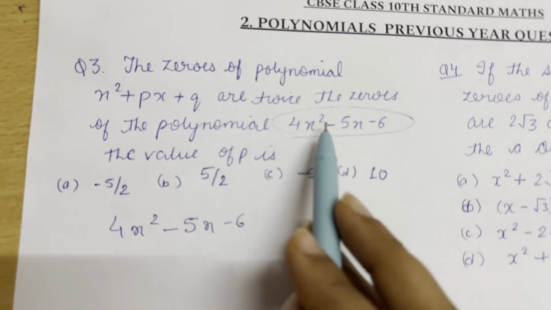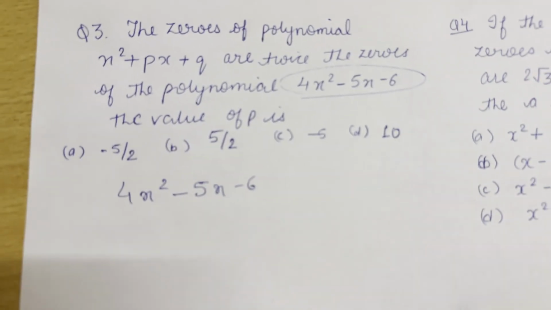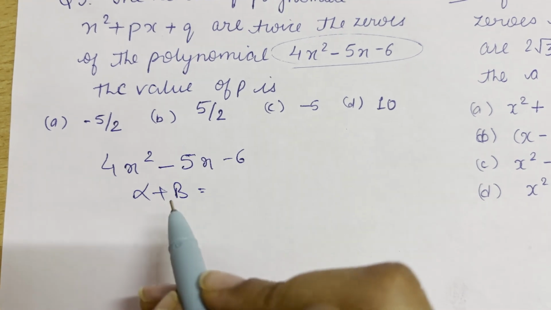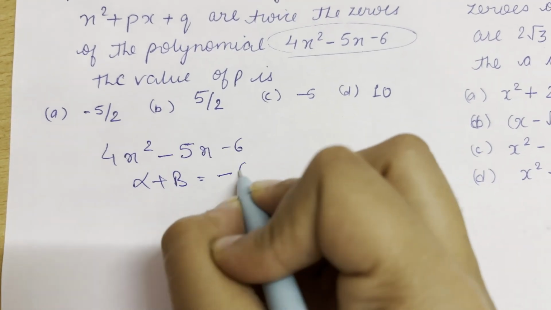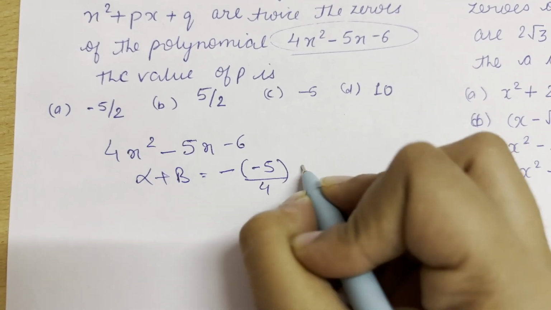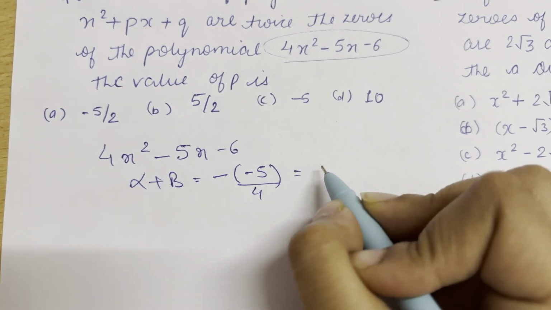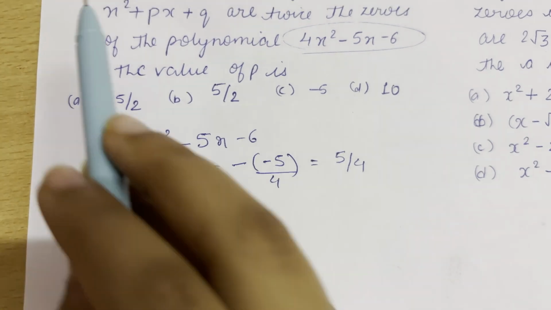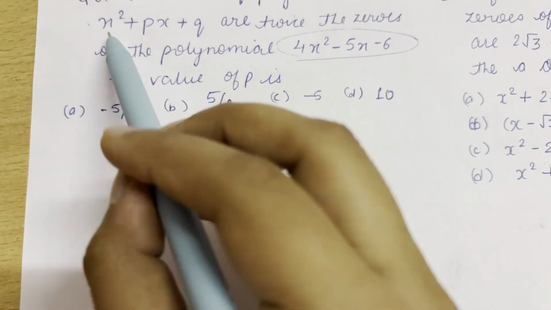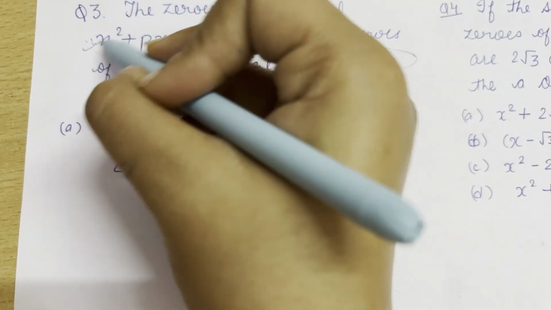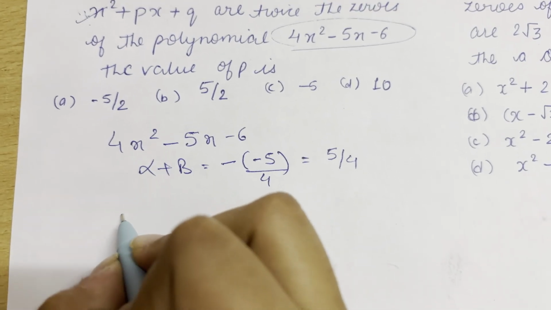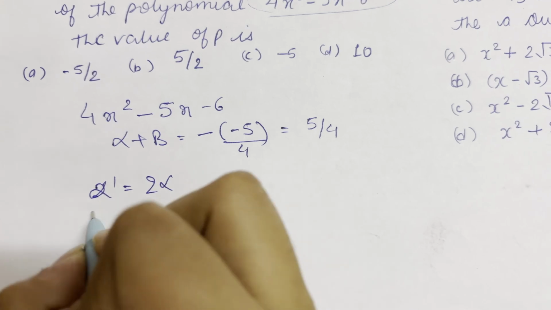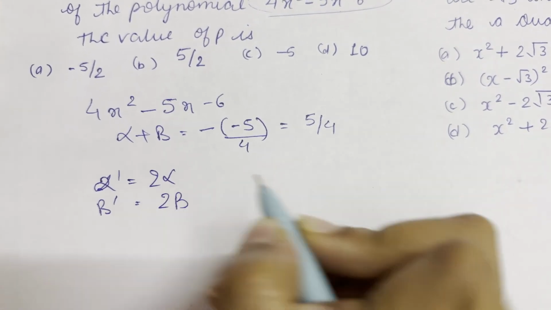So first of all, we'll find the zeros of this polynomial. We can easily get the sum of the zeros of this polynomial. As we know that alpha plus beta is minus b by a, minus minus when multiplied becomes plus, and we got 5 by 4. And let alpha dash and beta dash be the zeros of the other polynomial. So alpha dash is 2 alpha and beta dash is 2 beta.